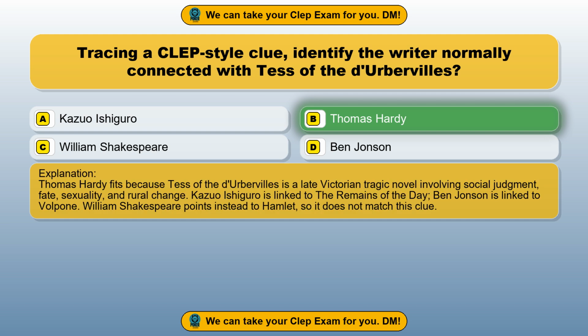Thomas Hardy fits because Tess of the D'Urbervilles is a late Victorian tragic novel involving social judgment, fate, sexuality, and rural change. Kazuo Ishiguro is linked to The Remains of the Day, Ben Jonson is linked to Volpone. William Shakespeare points instead to Hamlet, so it does not match this clue.